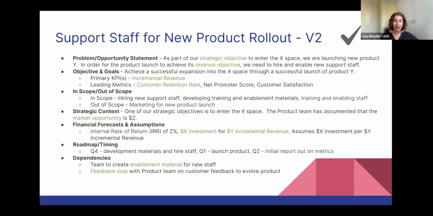And then lastly, under dependencies, you have some dependencies listed here. So you have a team to create enablement material, you have a feedback loop for a product with the product team. And that's important because you're linking to a strategic priority here. So it's not just on the support staff to make this successful. It's a broader strategic effort.